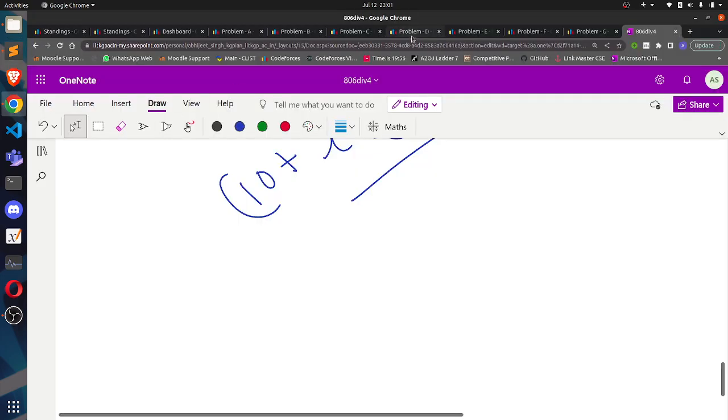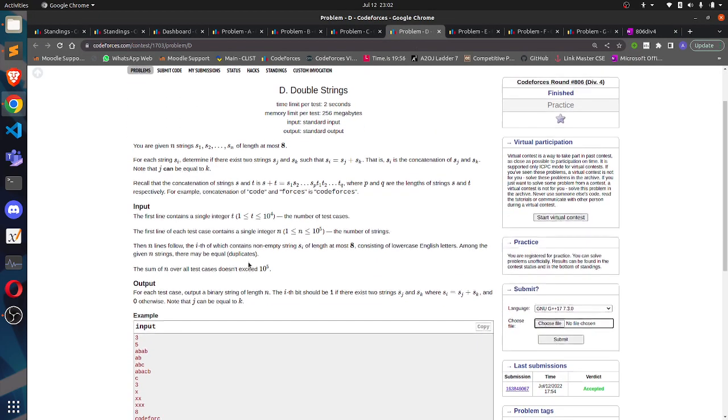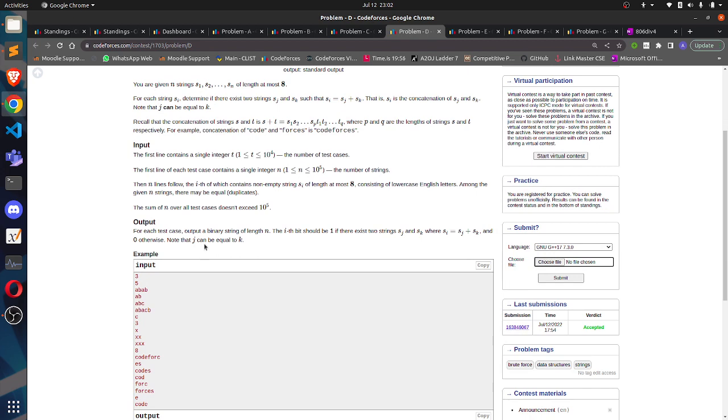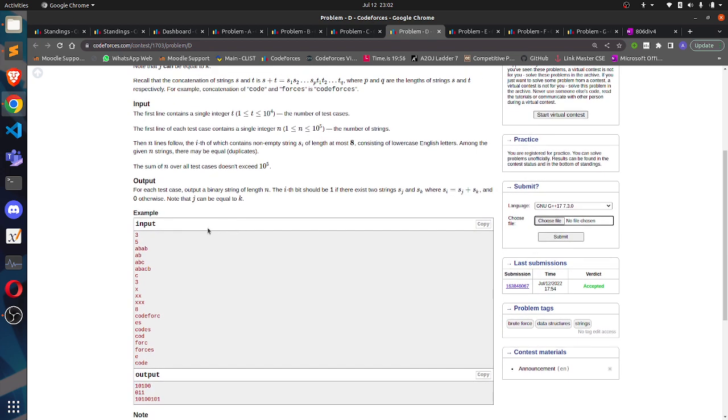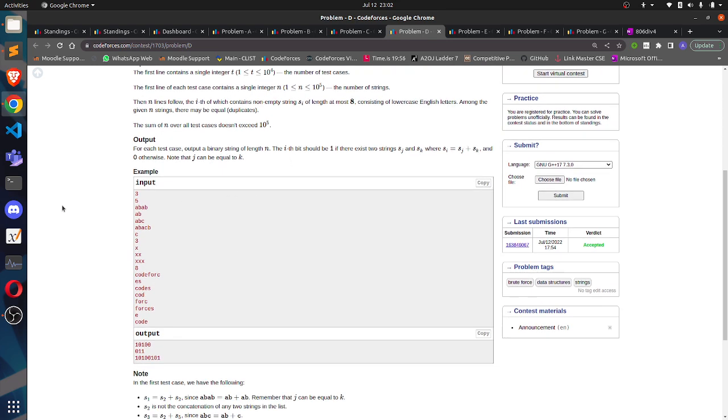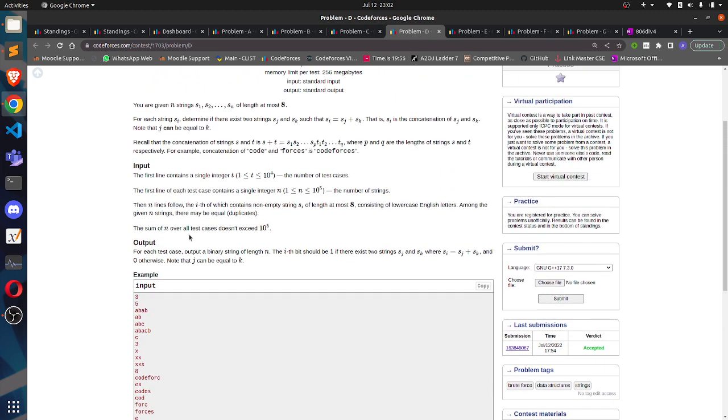So let's move to the next question. We have been given n strings, and for each string we have to check whether it can be made by concatenating two other strings present in the list of strings. We can concatenate even two same strings.